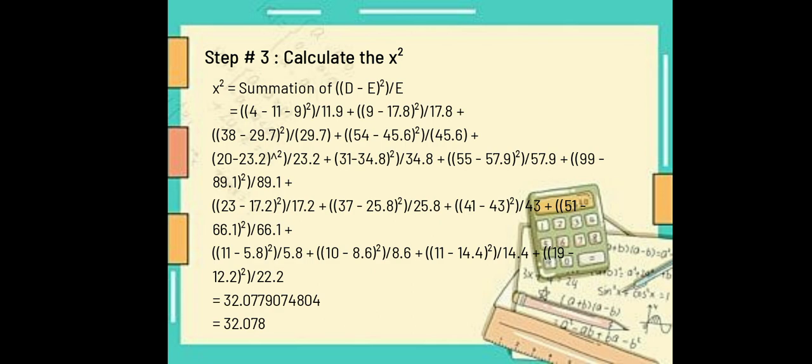I'm very sorry for the inconvenience. So let's continue. We have 4 minus 11.9. I'm sorry for the wrong typing. So 11.9 is the same.